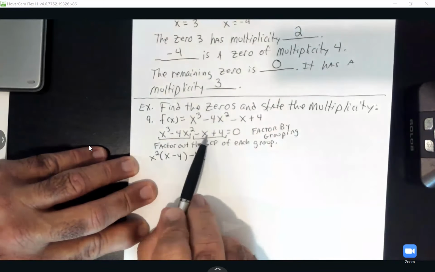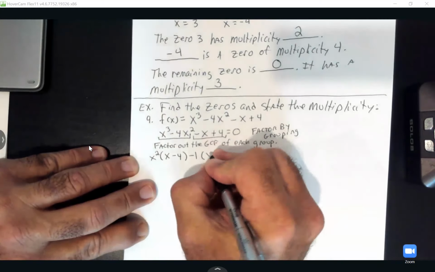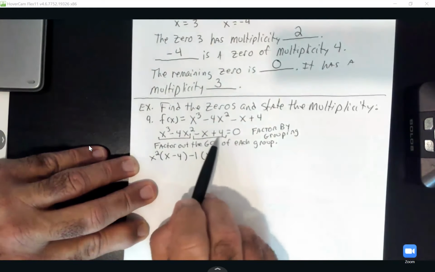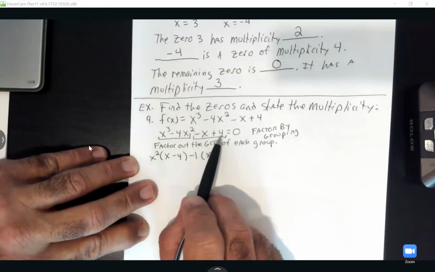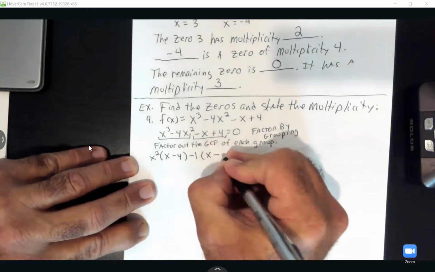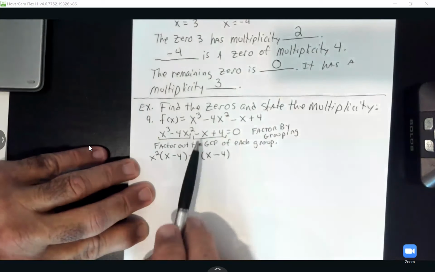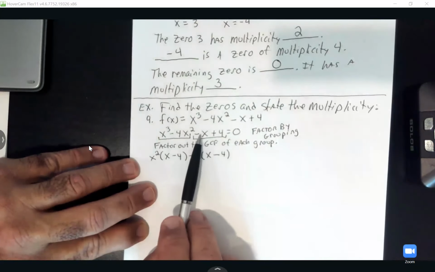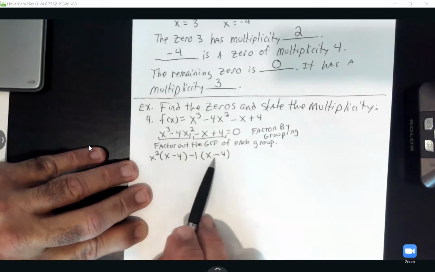So watch what happens. If you had a -x and you factored out a -1, that's going to make that a positive x. If you have a +4 and you factor out a -1, that's like 4 divided by -1. That's going to make that a -4. So remember, the second GCF has the same sign as the third term, and you at least have to factor out a 1, okay?